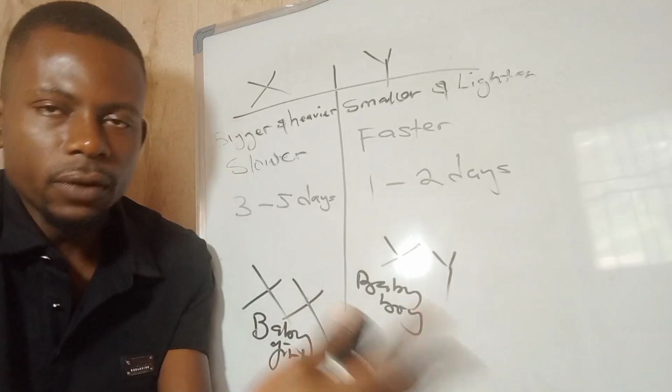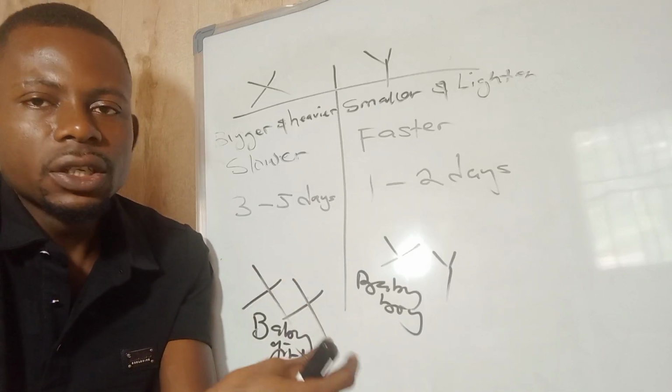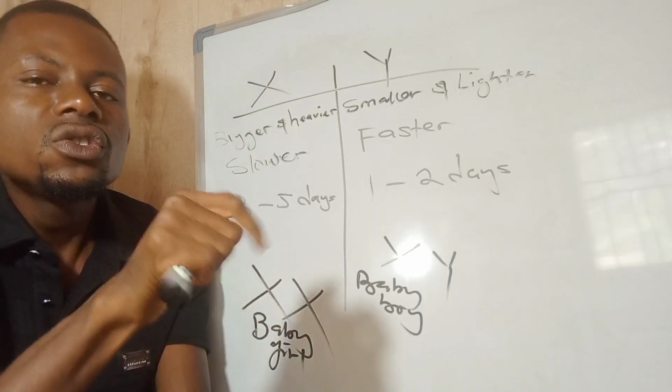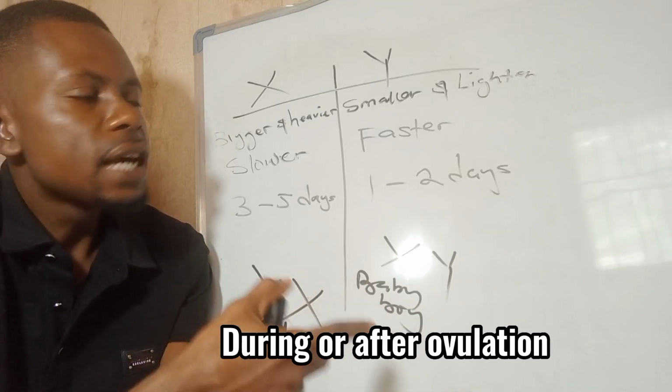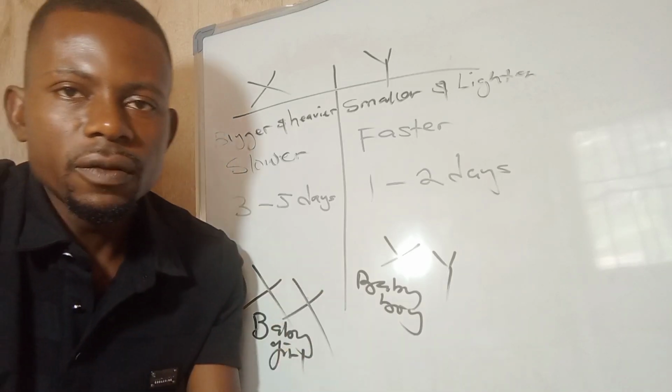So, in summary, if you want a female child using this knowledge, you should have sex 3 to 5 days before ovulation. So, female child is before ovulation. Then, if you want a male child, you should have sex during ovulation or a day after ovulation. So that's a summary of the natural method of gender selection.